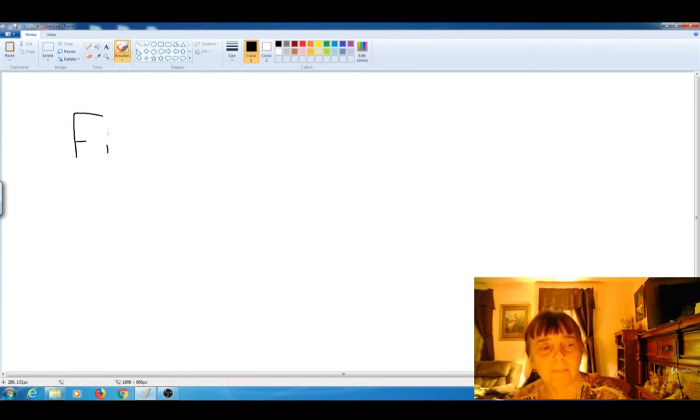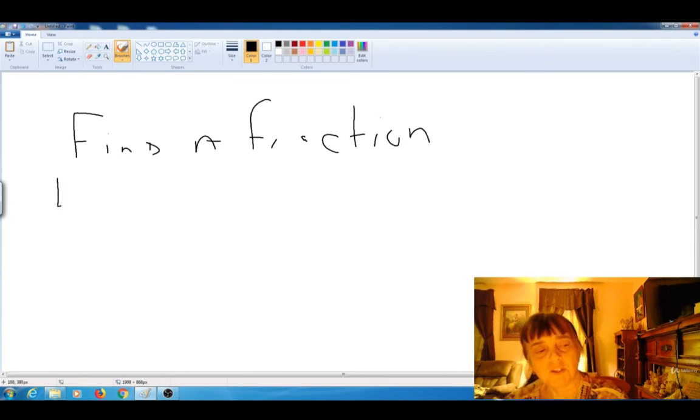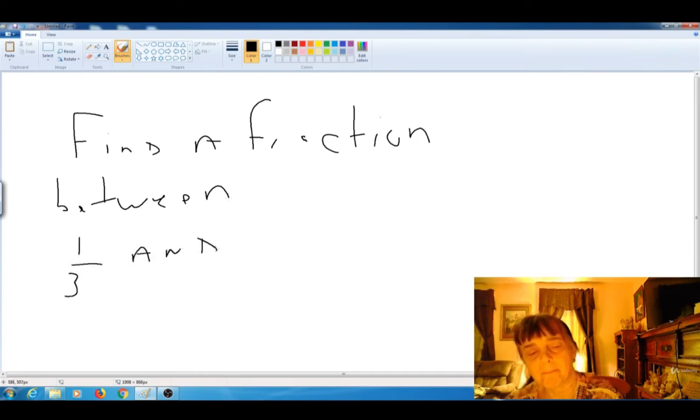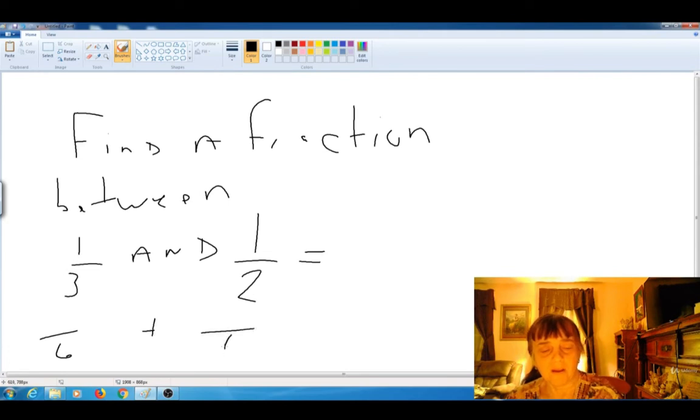Find a fraction between 1/3 and 1/2. Okay, so our common denominator for 1/3 and 1/2 is what? 6. Okay, we're not adding these fractions together.